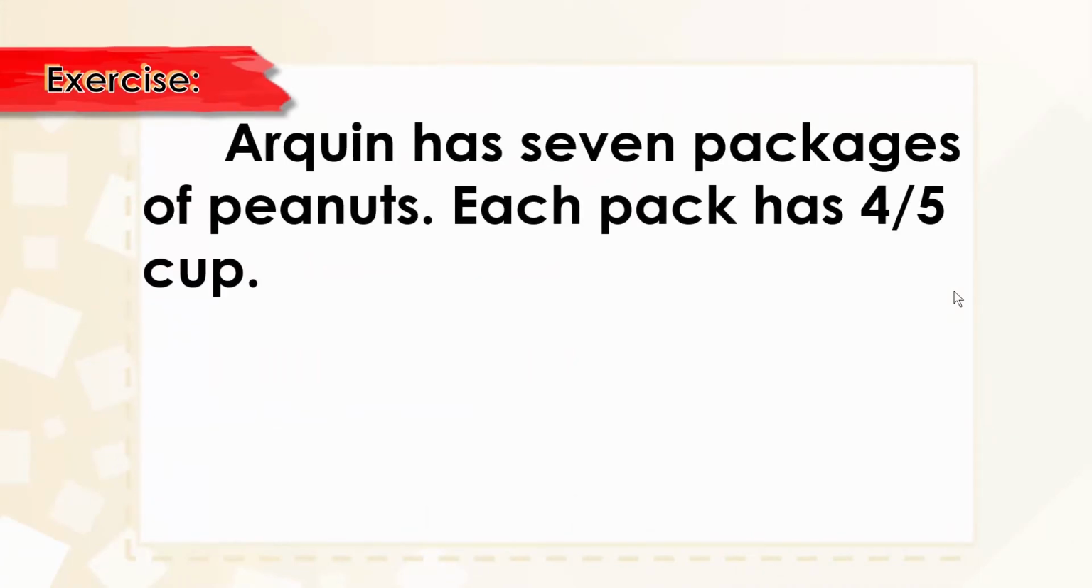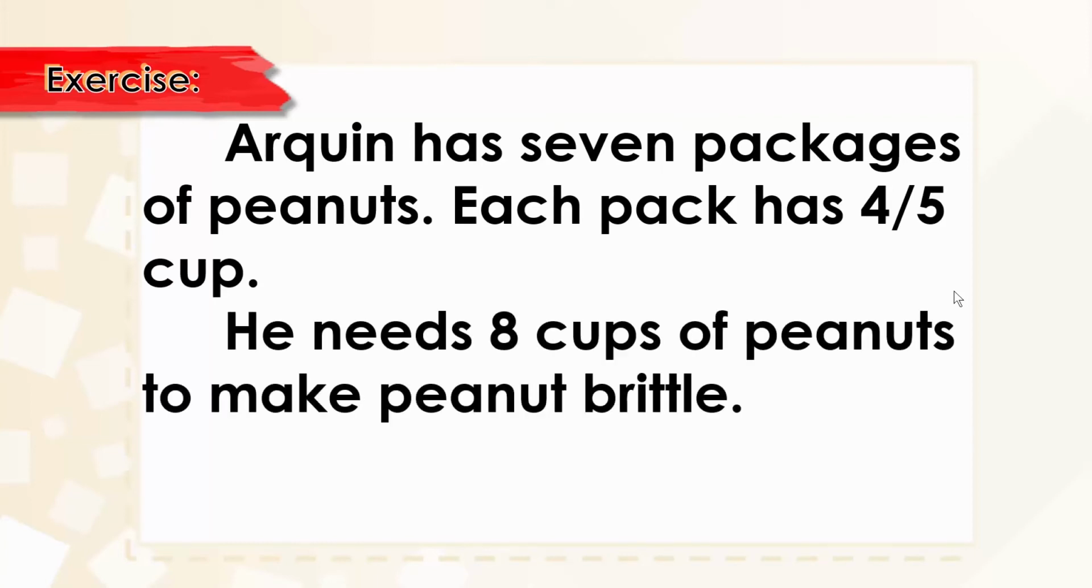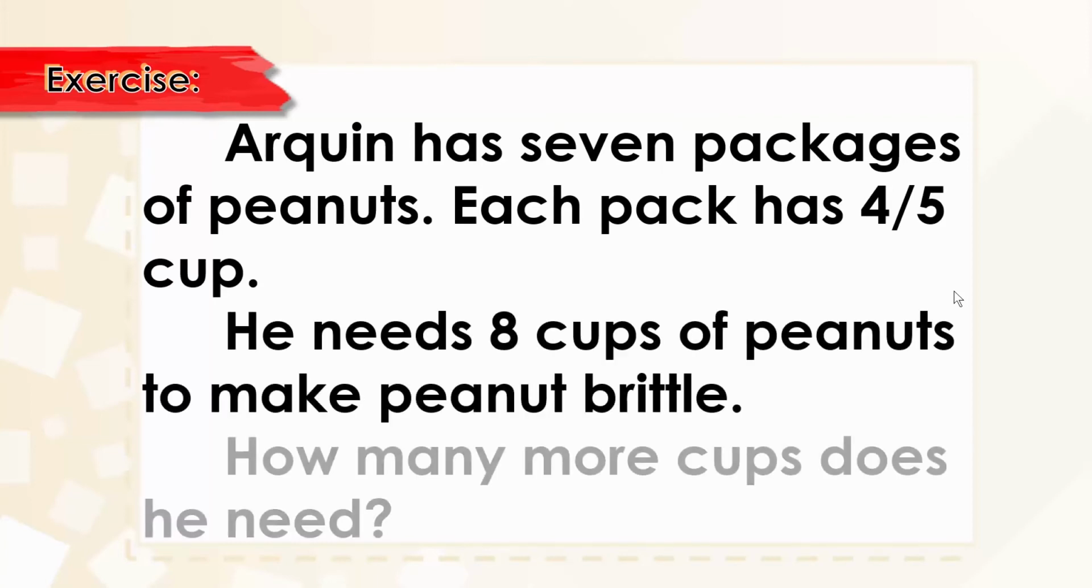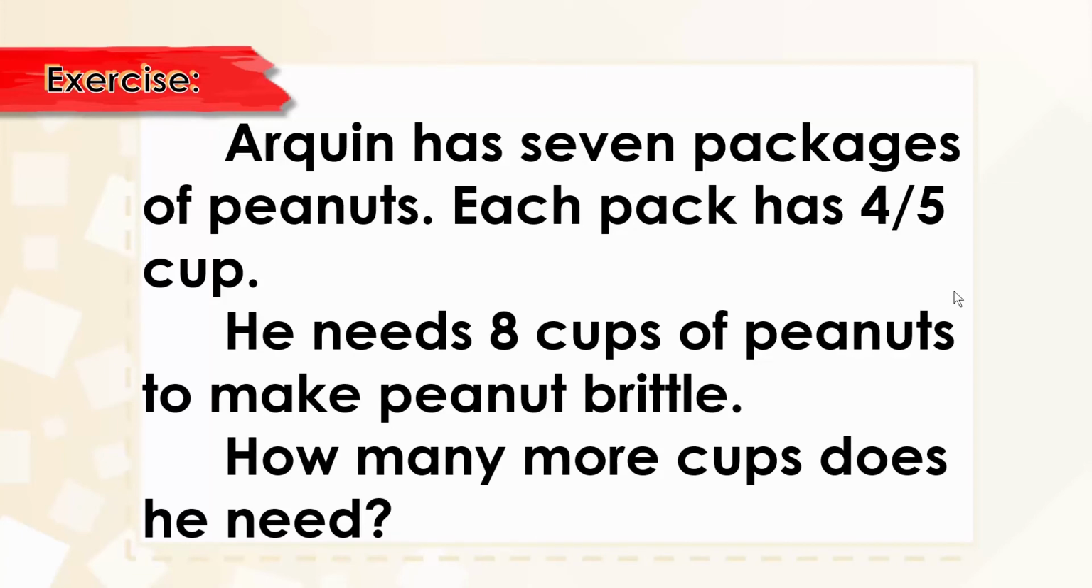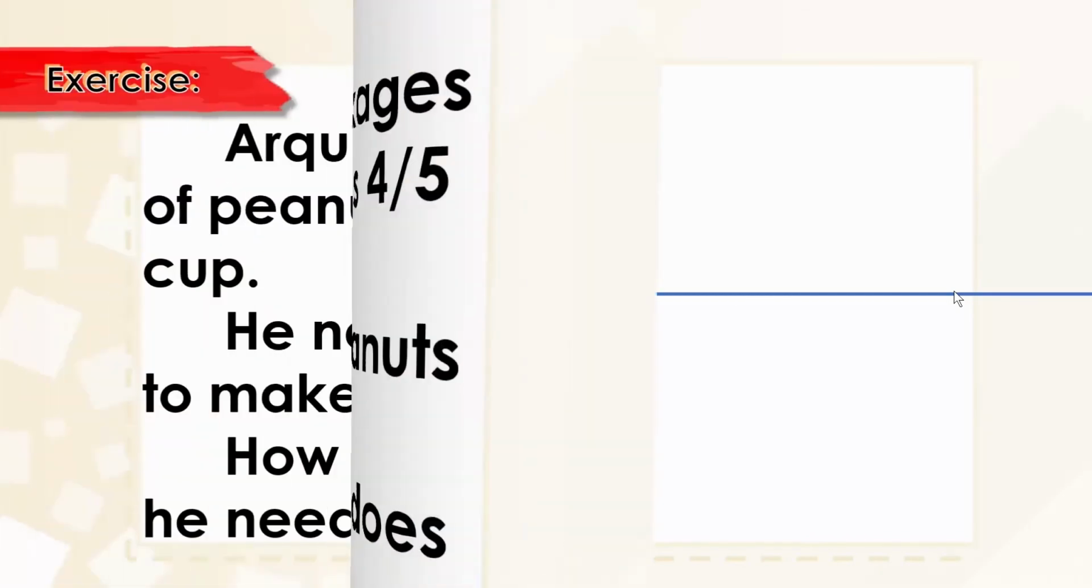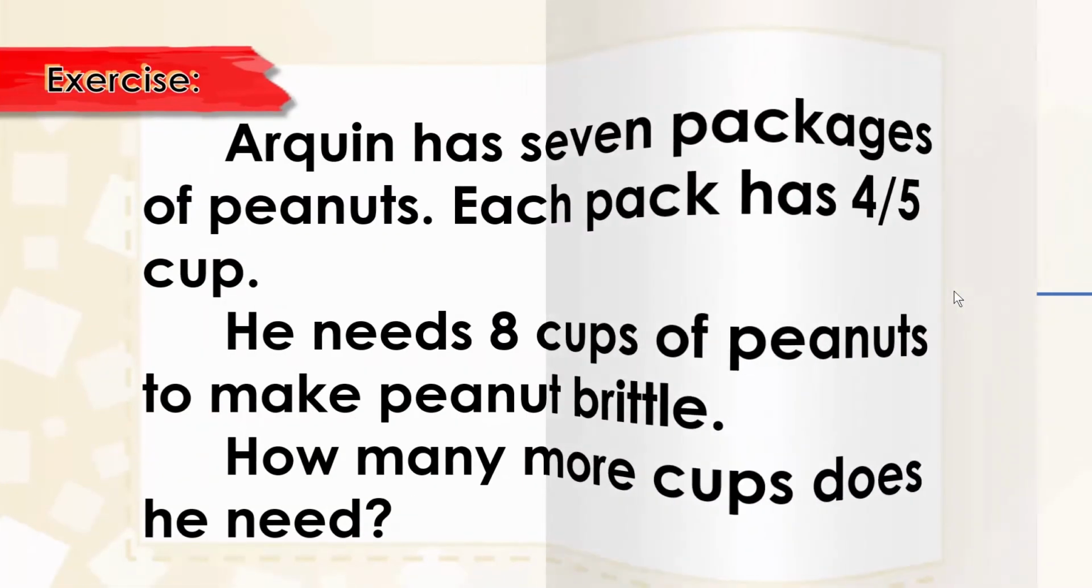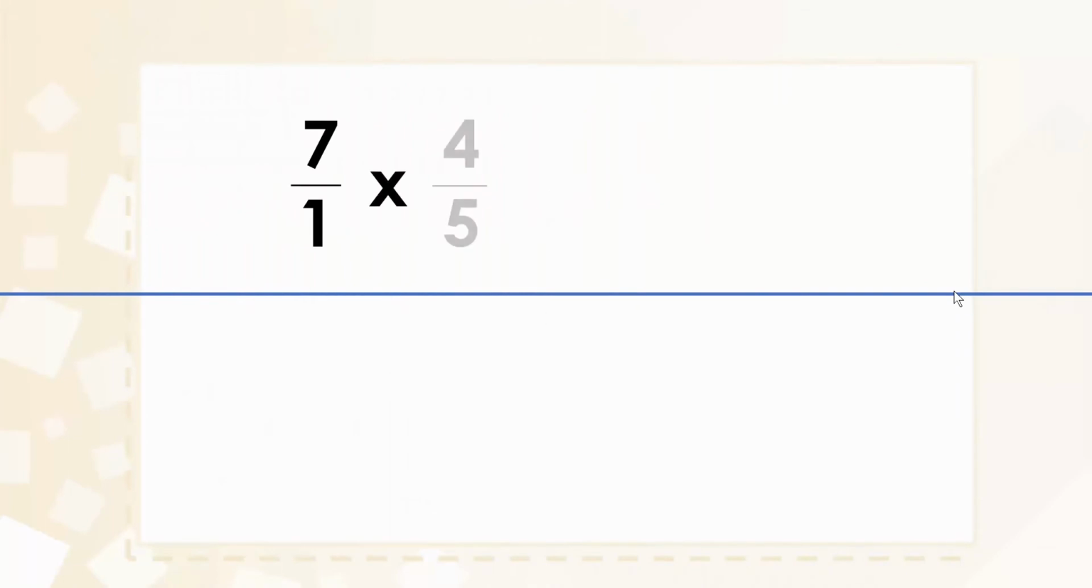Let's try another problem. Arkin has 7 packages of peanuts. Each pack has 4/5 cup. He needs 8 cups of peanuts to make peanut brittle. How many more cups does he need? In this problem, we need to understand that Arkin has already 7 packs of peanuts that is 4/5 cup each. So we need to multiply 7 and 4/5 to get how many cups of peanuts he has. 7 over 1 times 4/5 is 28 over 5.